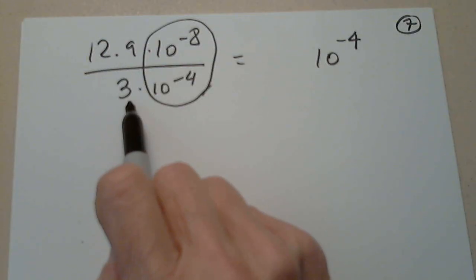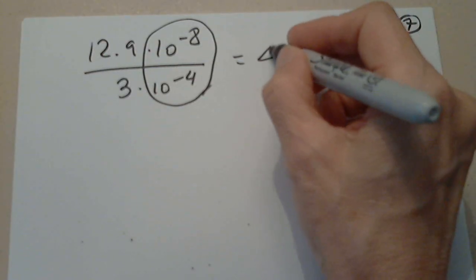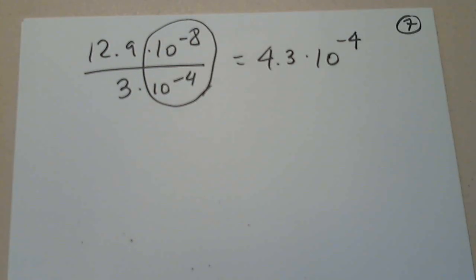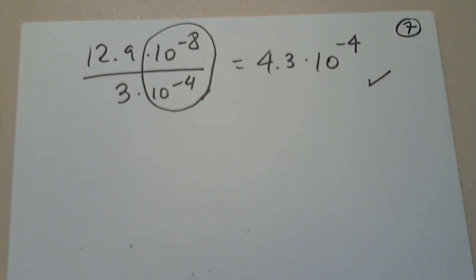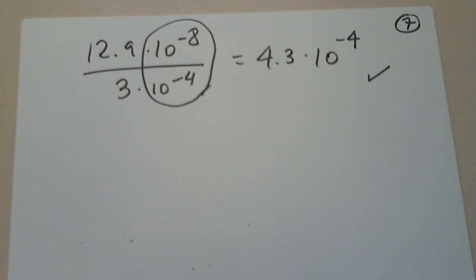Now 12.9 is divisible by 3, so I get 4.3. 12 divided by 3 is 4, and 9 divided by 3 is 3. This is already in scientific notation. No adjustments are needed. In certain situations, we have to do the work.